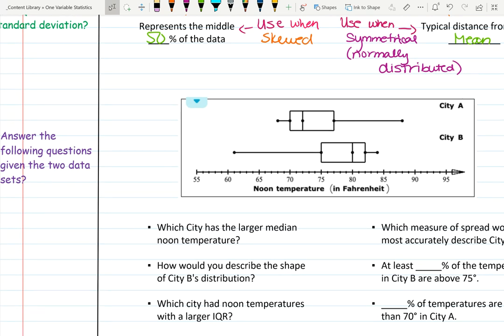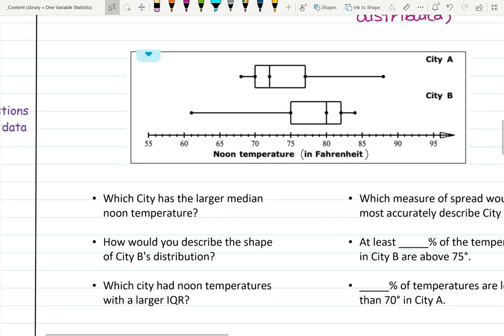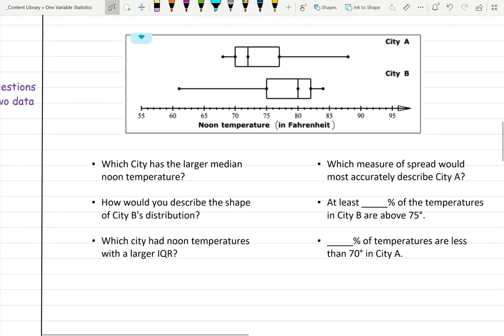So let's look at this double box plot. Feel free to pause the video if you want and answer these on your own. It says, which city has the larger median noon temperature? So keyword, median. Let's go ahead and find our median, right smack dab in the middle. So who has the larger median? I'm pretty sure that's definitely going to be B.